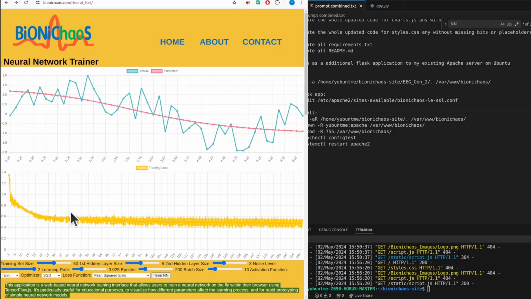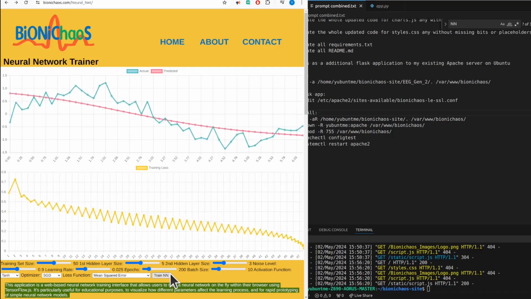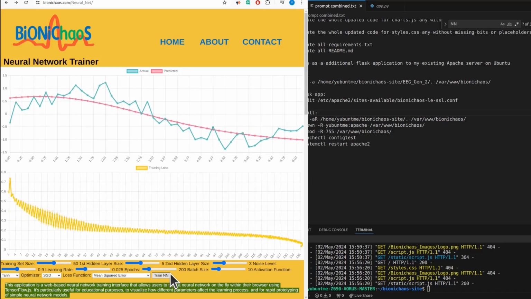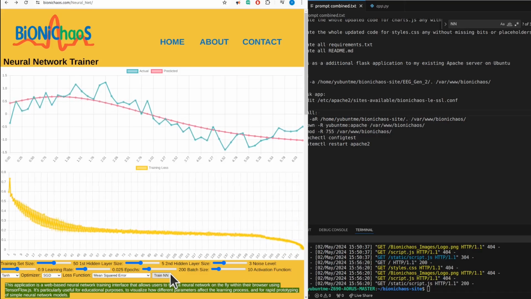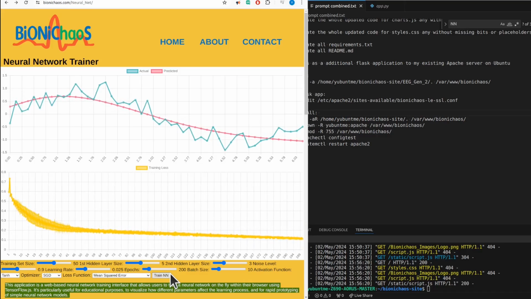Learning rate. This is a critical hyperparameter that affects how quickly the model learns. Too high a learning rate can cause the model to converge too quickly to a suboptimal solution, while too low a rate can slow down the training process significantly. Epochs. This slider sets the number of times the learning algorithm will work through the entire training data. More epochs can lead to a more trained network, but also increase the risk of overfitting if too many are used. Batch size. This determines the number of samples that will be propagated through the network before updating the model parameters. Smaller batch sizes generally require less memory and can update the model more frequently.